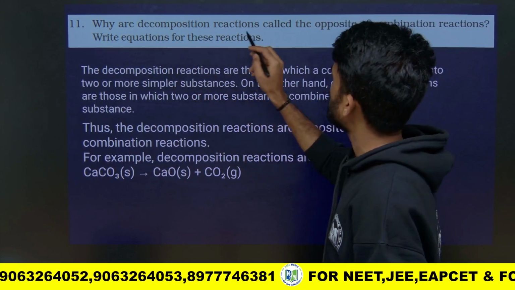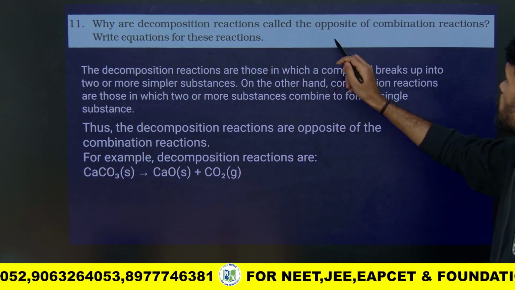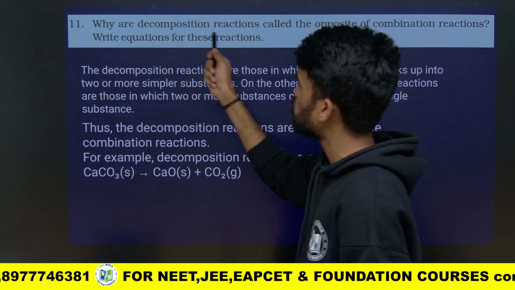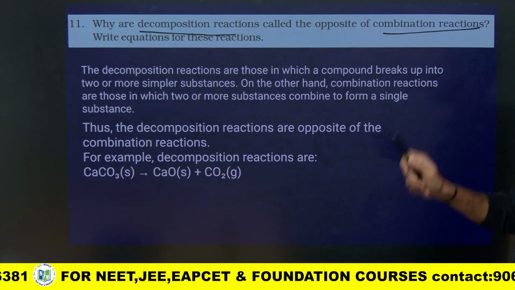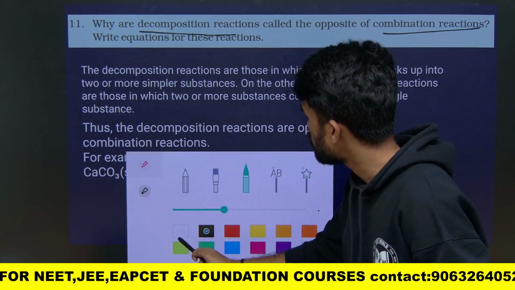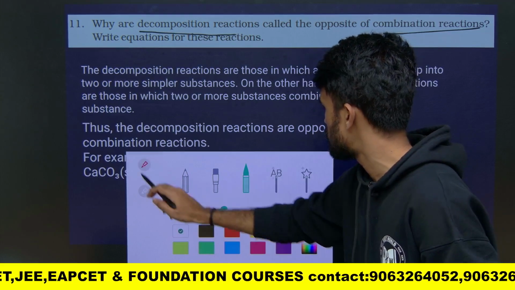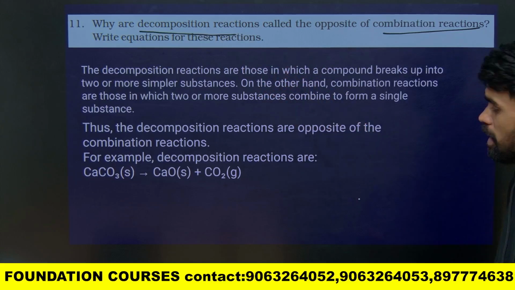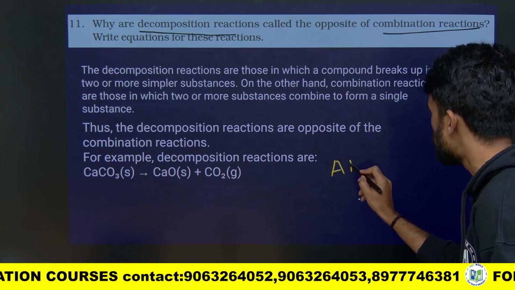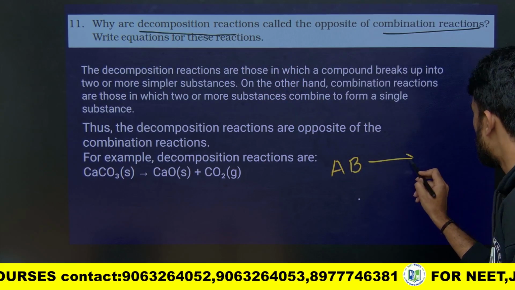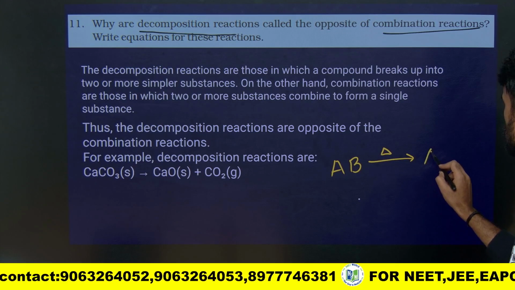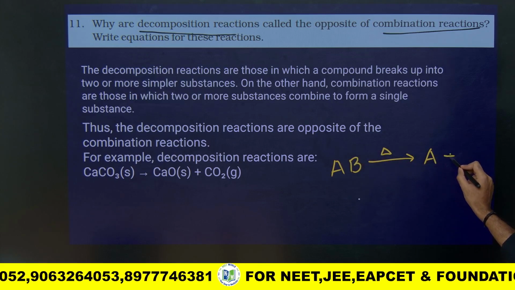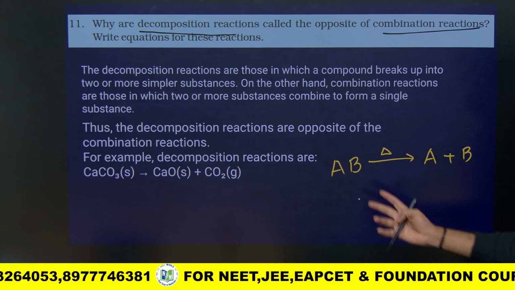Why are decomposition reactions called the opposite of combination reactions? We have discussed decomposition reactions as well as combination reactions. Let us take one generalized example for a decomposition reaction. What happens in a decomposition reaction? For example, AB is a compound. Upon heating, it gives simpler substances, A and B. So it is decomposed, and AB is separated here.